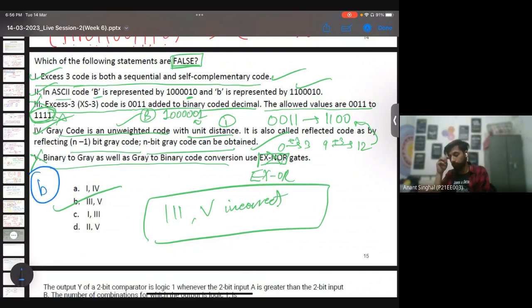This was a theoretical question which we covered. You can analyze it, and if you have any query, you can ask straight away.